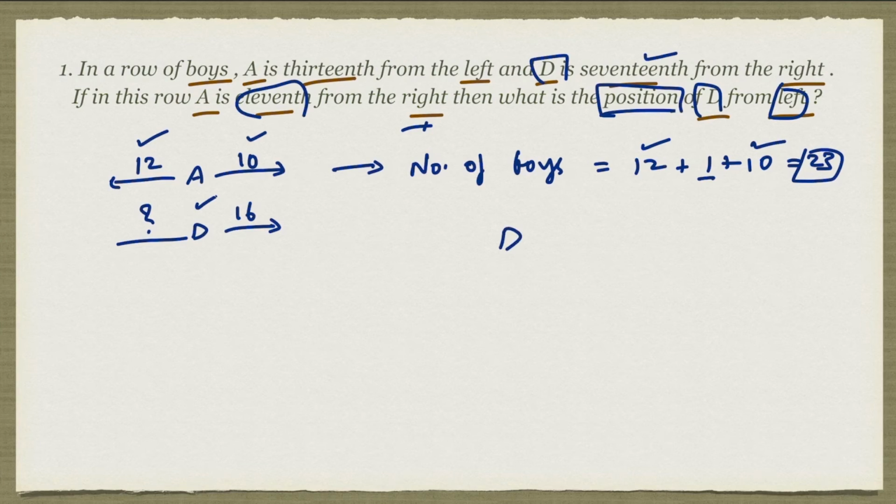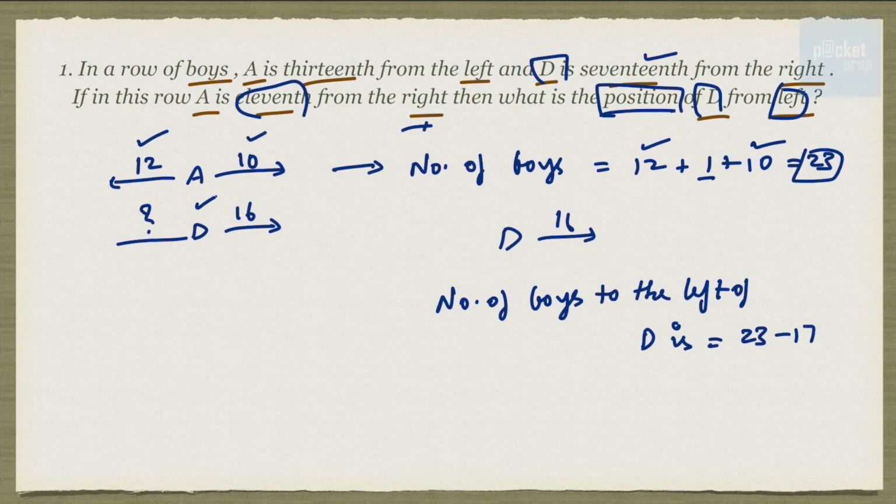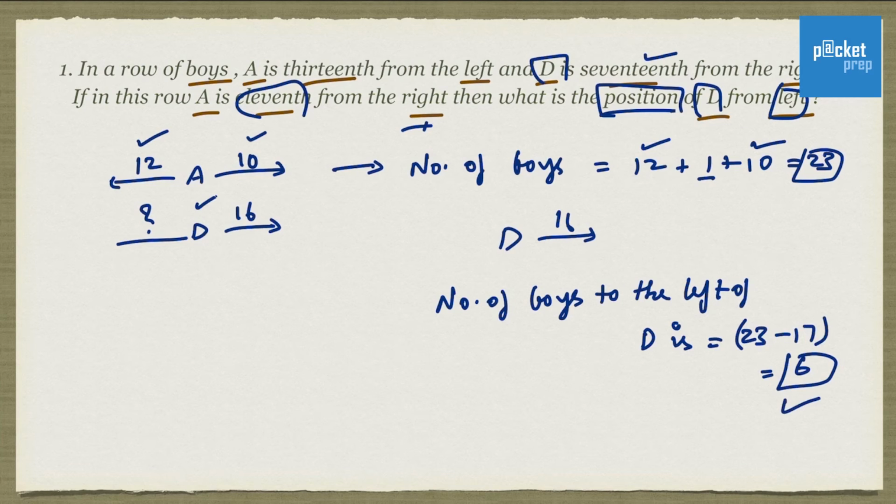We know that D is 17th from the right. Therefore, number of boys to the left of D is 23 minus 17, which is equal to 6. So there are 6 members before D, or there are 6 members to the left of D. So the position of D from the left is 7th position, as there are 6 members before D. So the answer is 7th position.